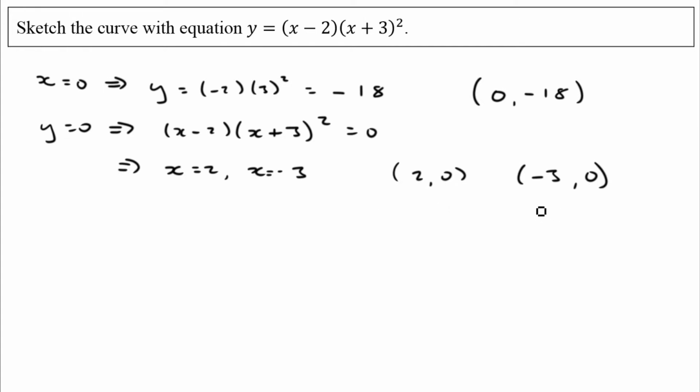But it is important to note that this (negative 3, 0) is what we call a repeated root, in that it appears twice. We have (x plus 3) times (x plus 3).